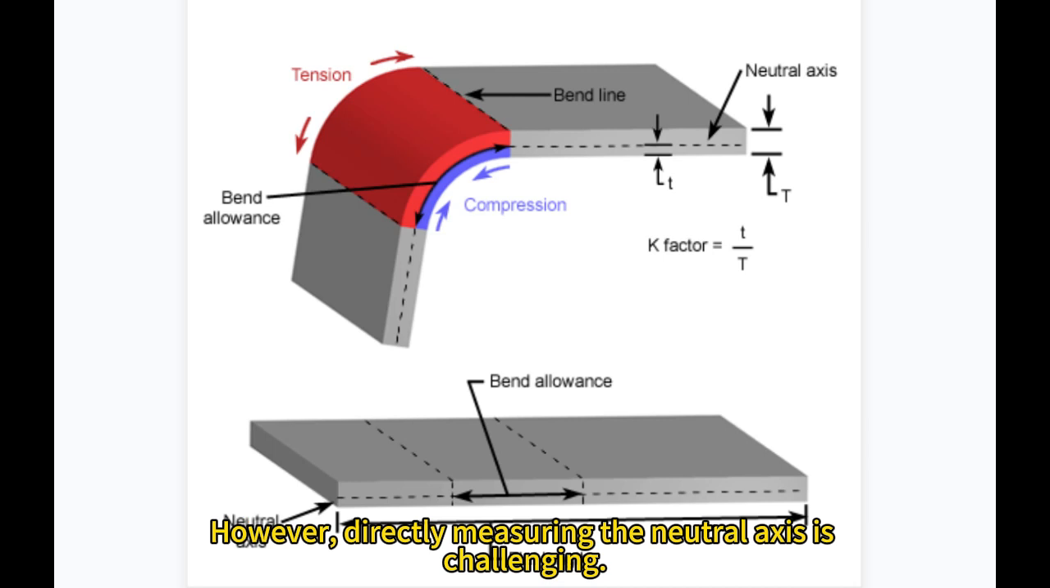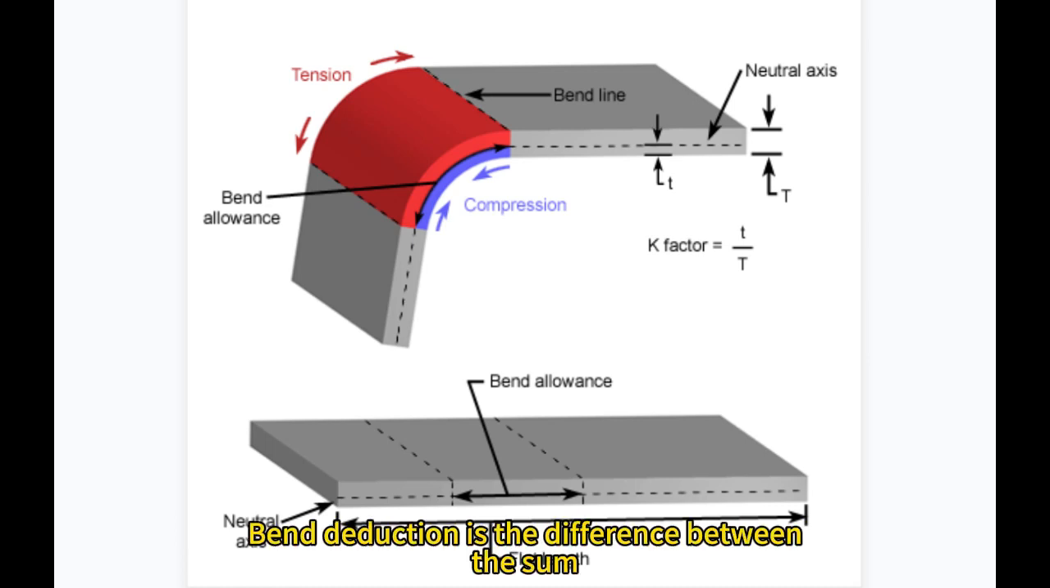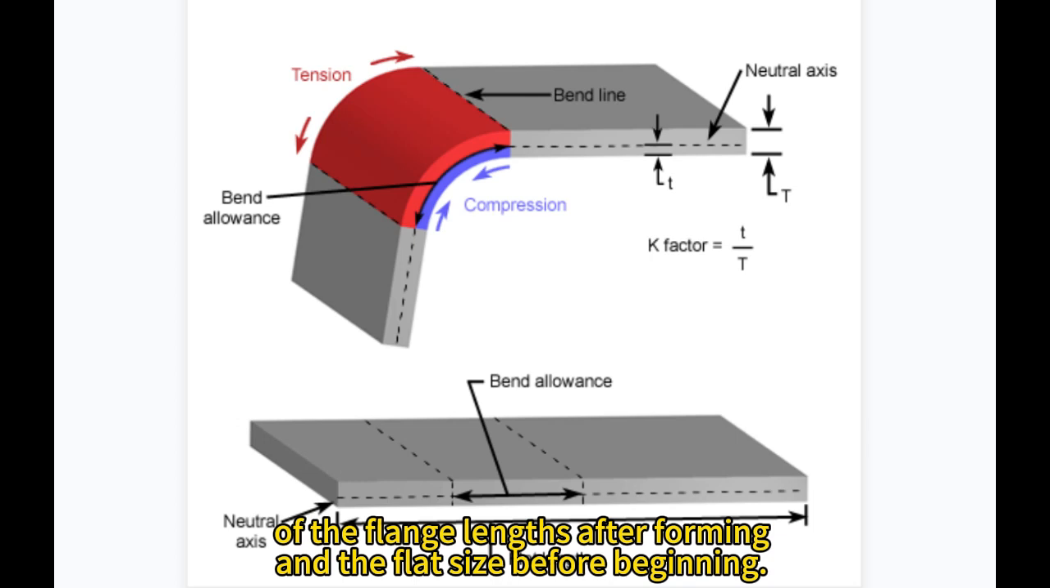However, directly measuring the neutral axis is challenging. Thus, we use indirect methods like bend deduction, especially for 90-degree bends. Bend deduction is the difference between the sum of the flange lengths after forming and the flat size before beginning.